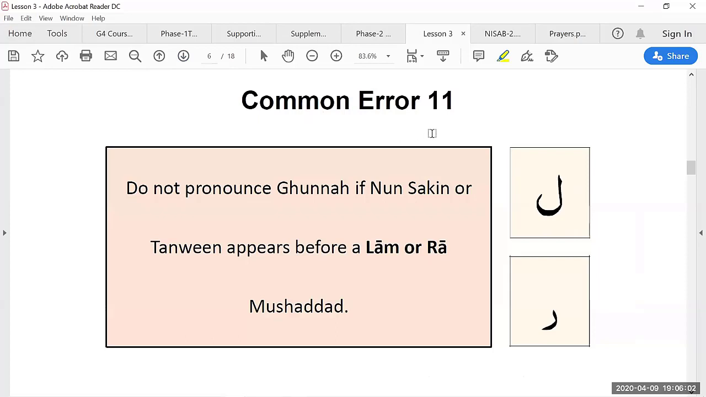Now, this is from the book Talimul-Quran, 2nd edition, common error number 11, which covers the idgham rule for the letter lam and the letter ra. I'm just going to read it: do not pronounce ghunna if noon sakin or tanween appears before a lam or ra mushaddad. I have already said this before.